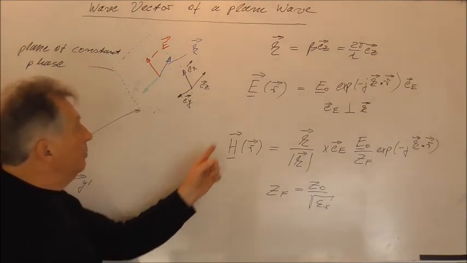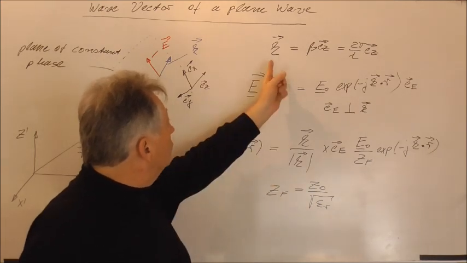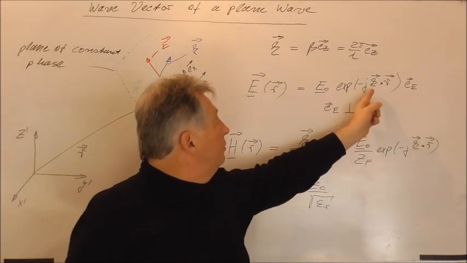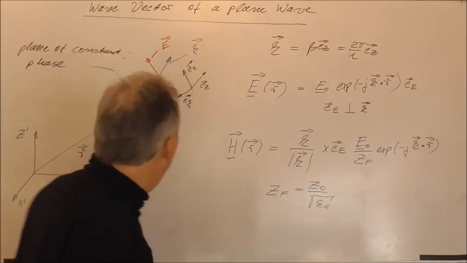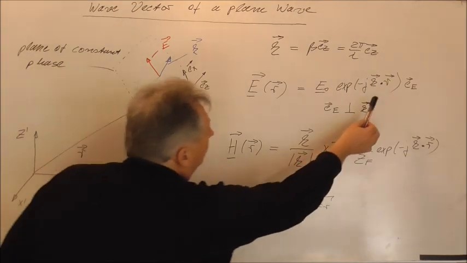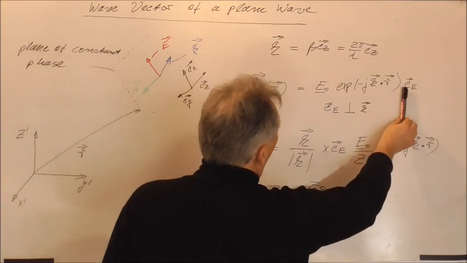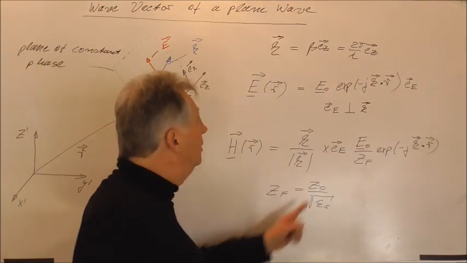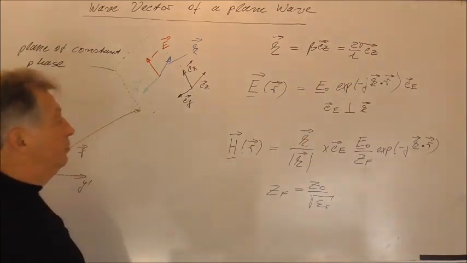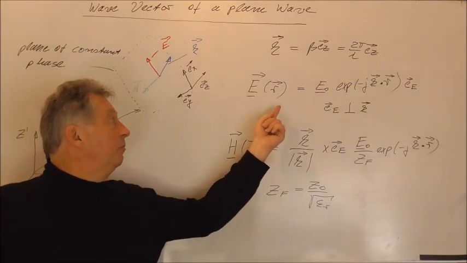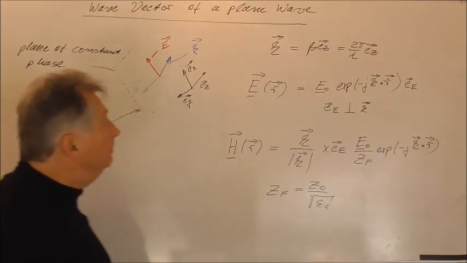So if I want to formulate now wave propagation in a general direction k, I must introduce here k times the dot product of r. Here will occur the dot product, and what I have to choose is the direction of the electric field to be perpendicular to the k vector. So this will be then a general formulation of the electric field which propagates in the k direction in space.